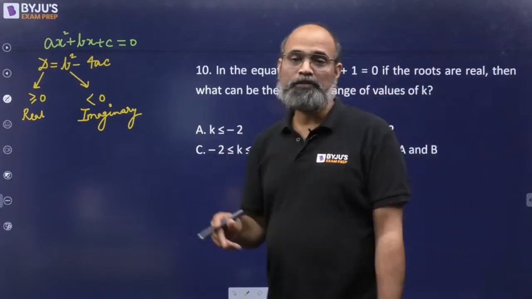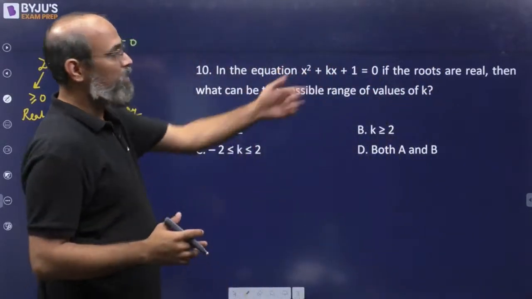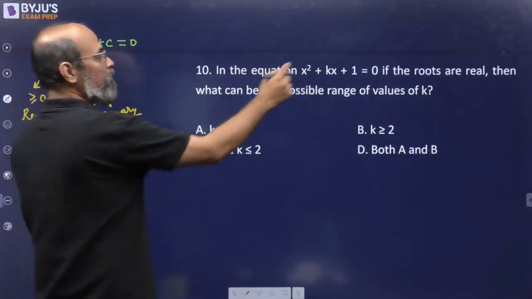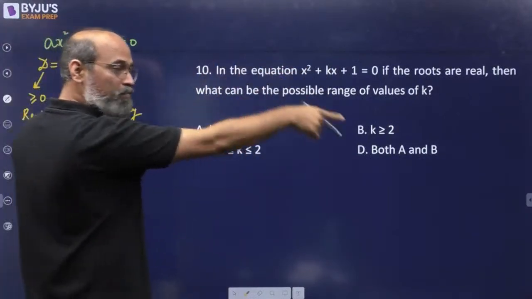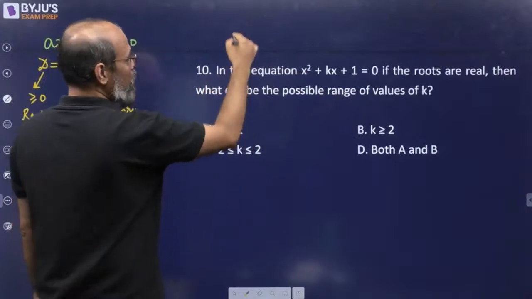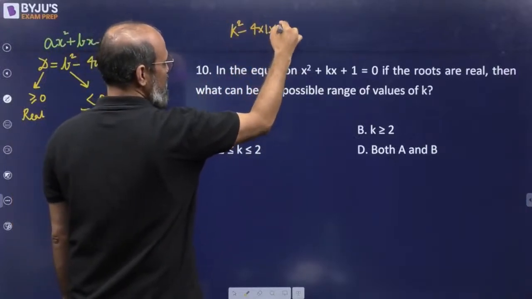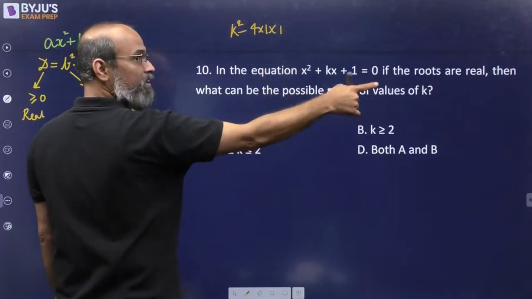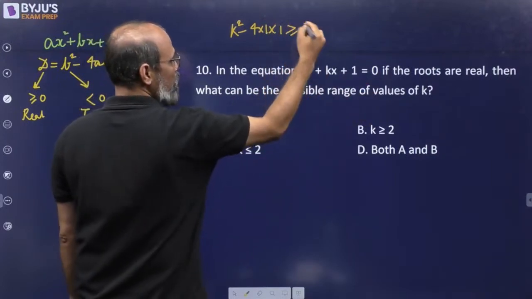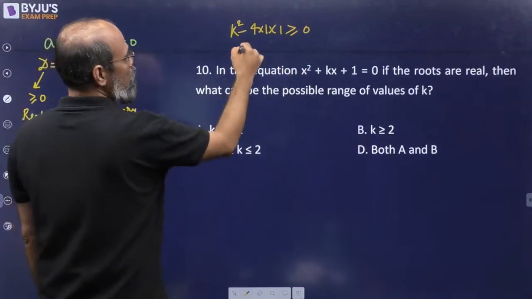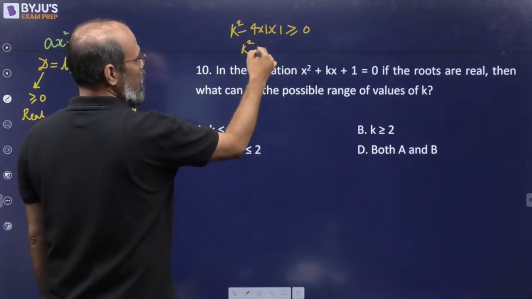So all we have to do is find out the value of discriminant from the given quadratic. So here, if you compare, A is 1, B is k, C is 1, right? So we will have b square minus 4ac should be, since we need real roots, it should be greater than or equal to 0. So you will get k square is greater than or equal to 4.